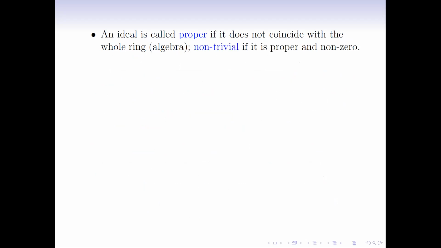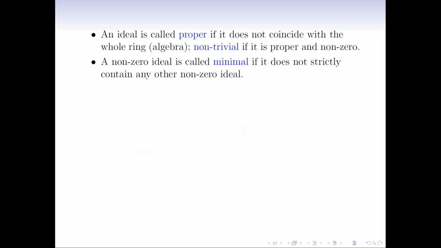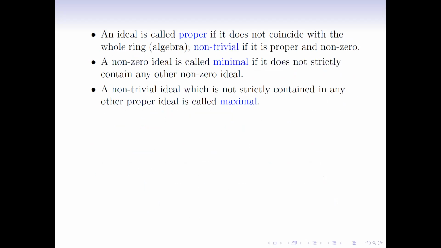Non-trivial if it is proper and non-zero, so something between 0 and the whole algebra or ring. A non-zero ideal is called minimal if it does not strictly contain any other non-zero ideal. A non-trivial ideal which is not strictly contained in any other proper ideal is called maximal. Of course, if we relax the condition that it's non-trivial, then, for instance, the algebra or ring itself is maximal, but it's forbidden.